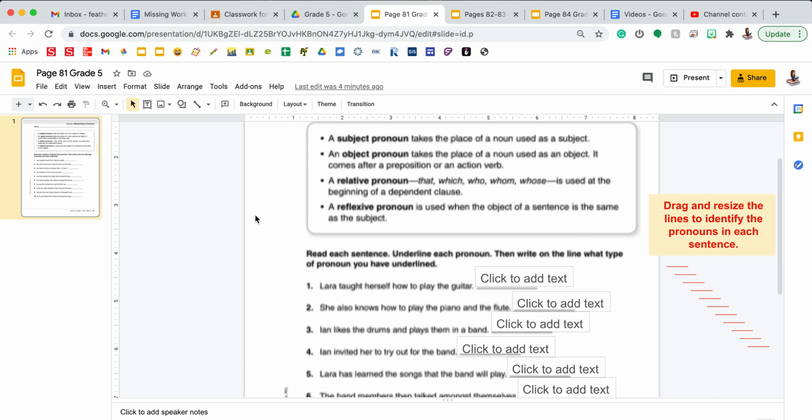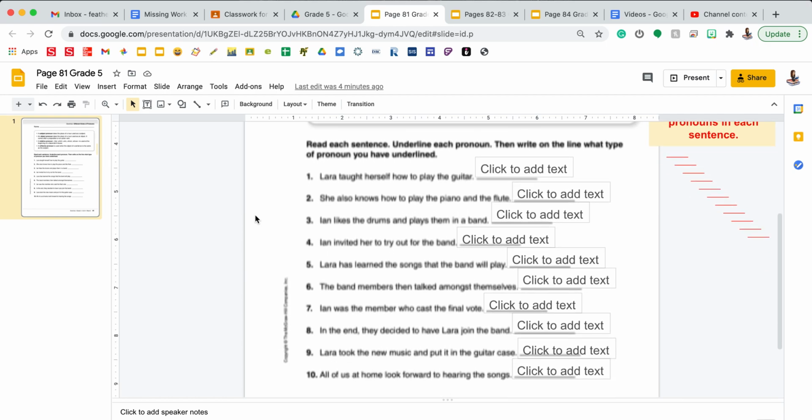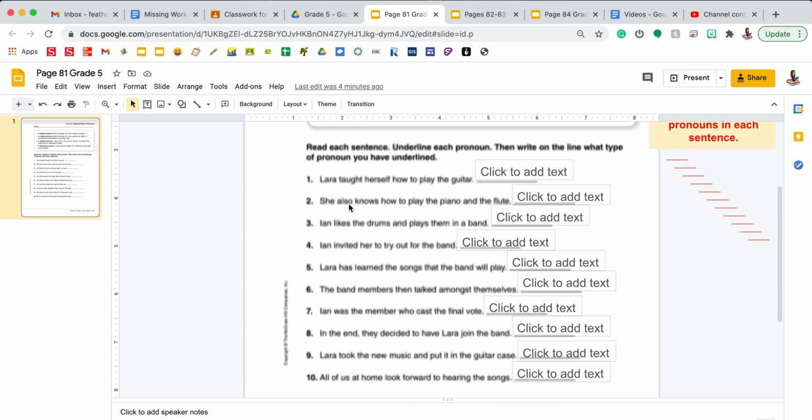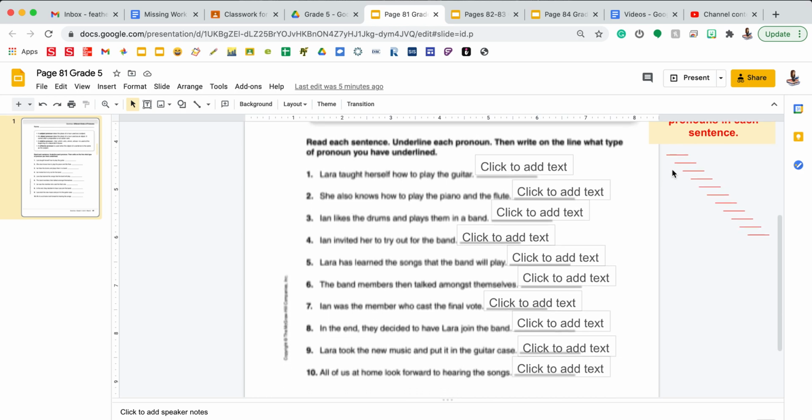On this page, you're going to read each sentence and underline each pronoun. Then on the line, you're going to tell what type of pronoun you have underlined. We're going to do a couple of examples together. So on the lines, you should have written either object, subject, reflexive, or relative. Please remember at the top that they have what the relative pronouns are. And remember that reflexive pronouns end in self or selves. Last direction before we do a couple, the lines are already drawn for you. So all you need to do is drag and sometimes resize them.